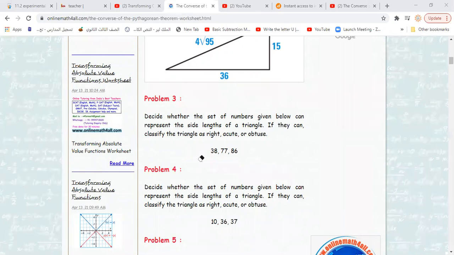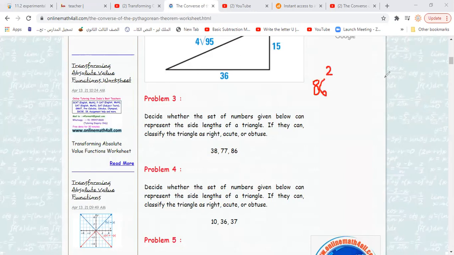What if we want to prove now how we can prove that this triangle is a right angle triangle? First we should get the largest number, which is 86. And we should make 86 to the power of 2 on one side, equal to the other side.